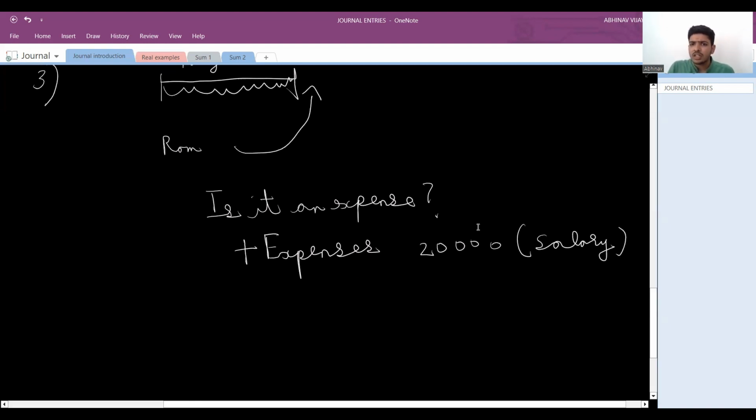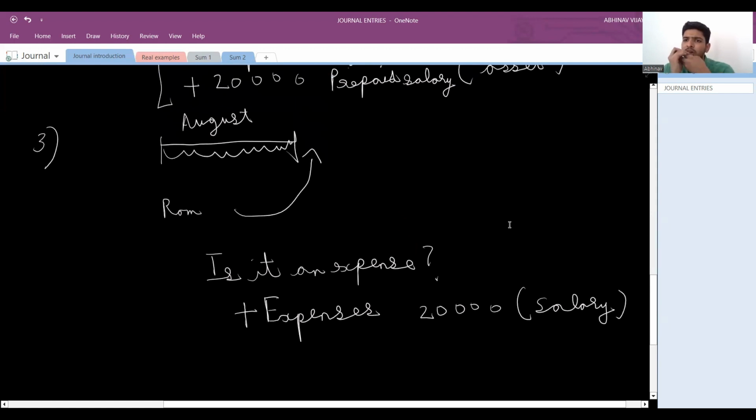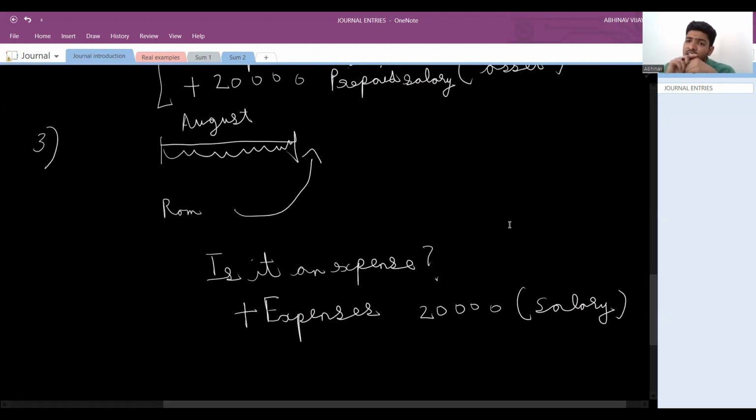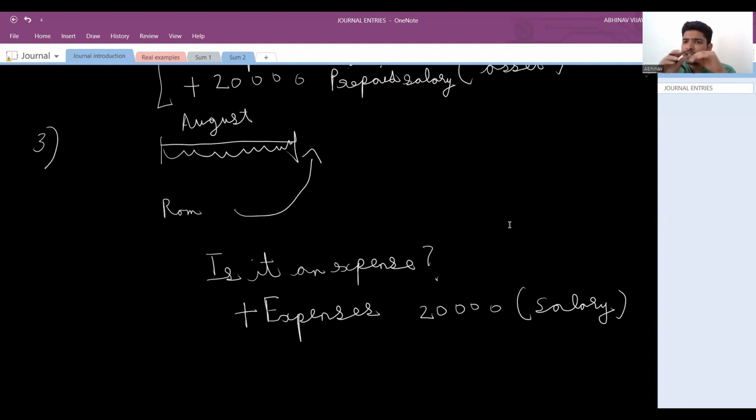It's an expense. Now, double entry system. First case, you have to tell them the reason for this. And second, you have to tell them both sides to tally. Here, one side is that. What should you do for the other side to tally? There should be a corresponding 20,000 here.